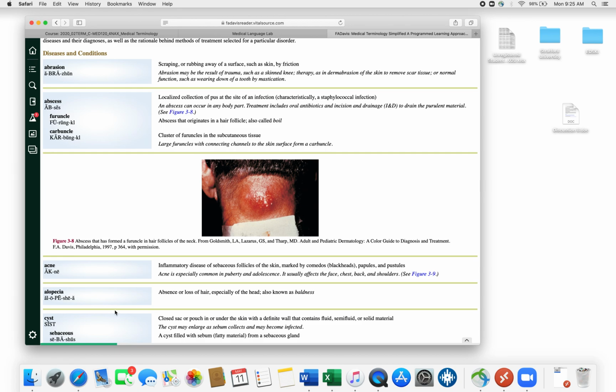Diseases and conditions. You'll learn these things in anatomy and physiology as well. Abrasion, the different types of wounds. So you have an abrasion, abscess, again a localized collection of pus. And if you have a furuncle, it's just one. Carbuncle is like a whole bunch of them all together.